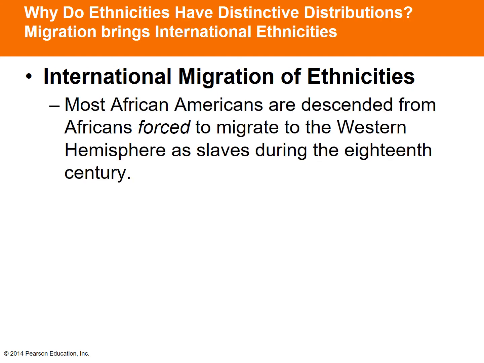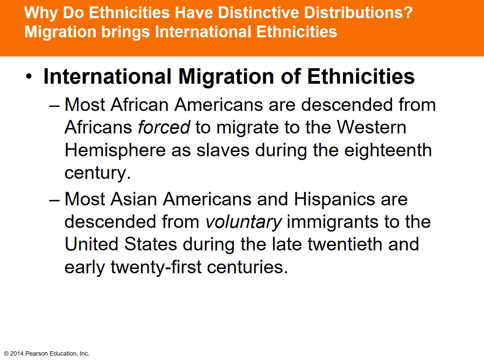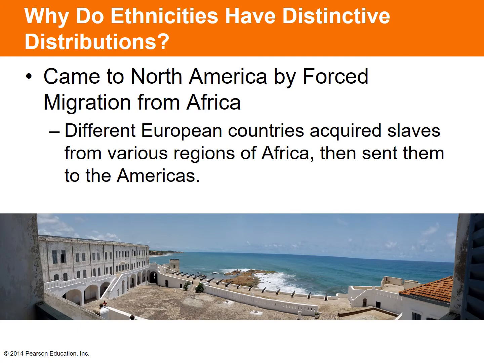Most African Americans are descended from Africans forced to migrate to the Western Hemisphere as slaves during the 18th century. So remember when we talked about different types of migration, forced and voluntary. This, of course, is forced. Most Asian Americans and Hispanics are descended from voluntary immigrants to the United States during the late 20th and early 21st centuries.